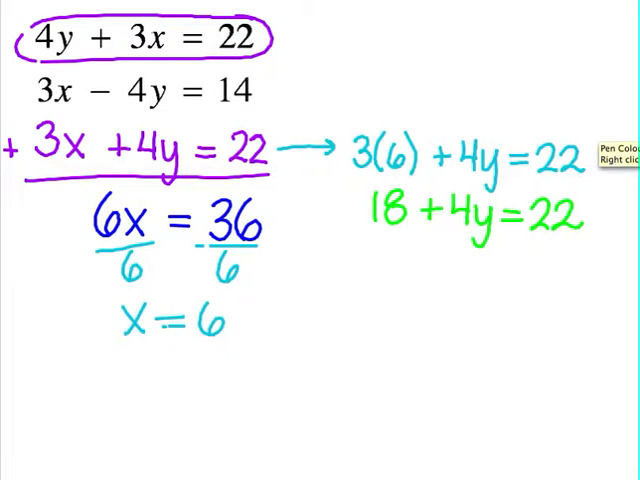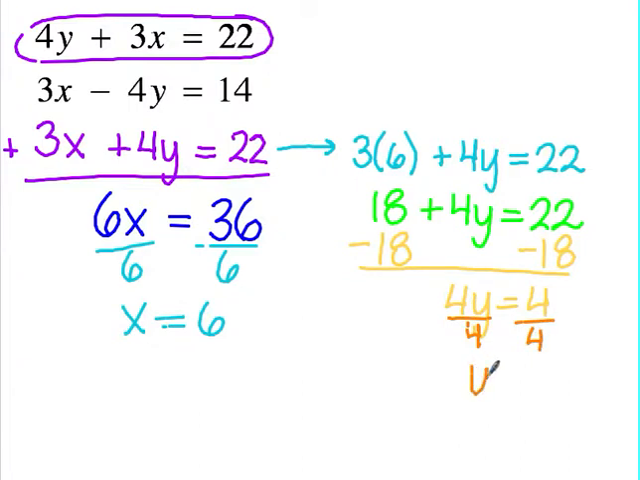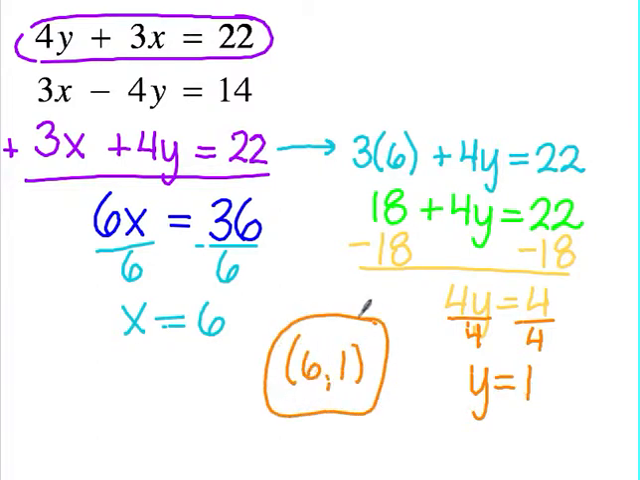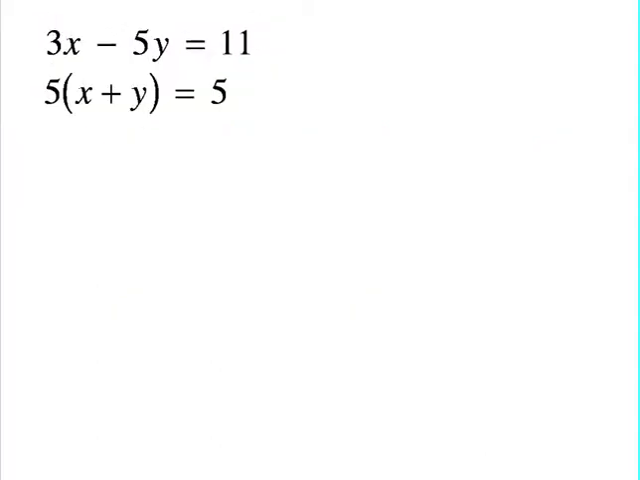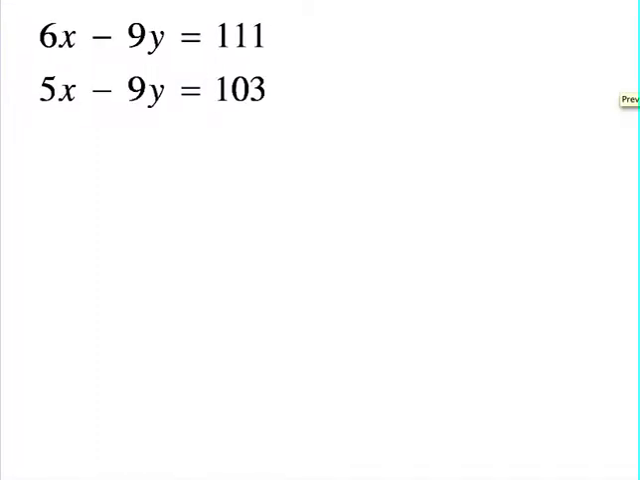So now what do you need to do? Subtract 18, good. So I get 4y to equal 4. What do you do now? Divide by 4, and I get y to equal 1. So my ordered pair is 6, 1.